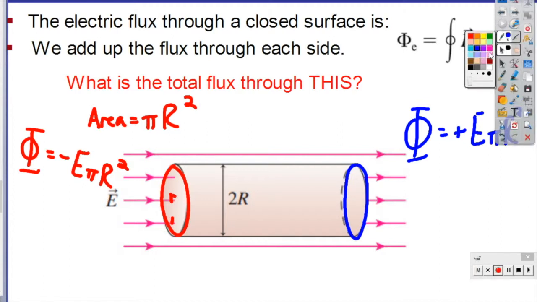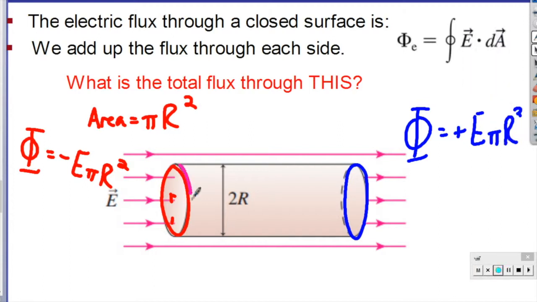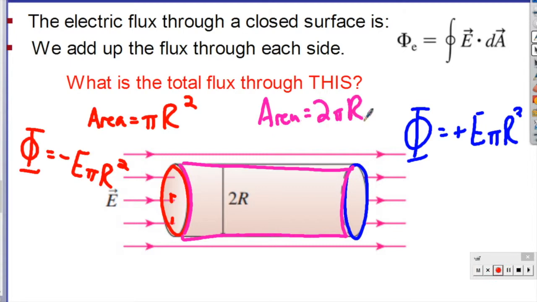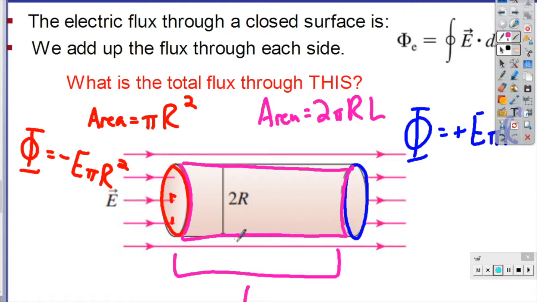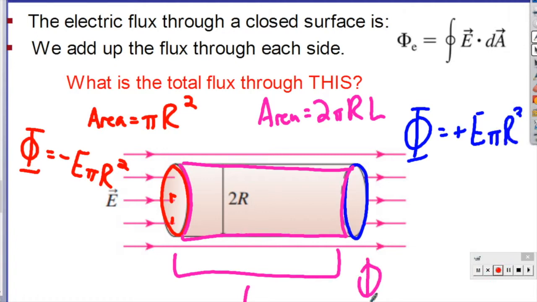Let's think about the wrapper of this cylinder, though. It has an area equal to 2 pi r, and I suppose I need to write how long the thing is. It has a length L, so 2 pi r L. But what we notice is that those electric field lines are everywhere perfectly parallel to the surface. So if they're perfectly parallel to the surface, the flux through that part is zero. So even though we have a curved surface, we can still use that same intuition and argue that it's perfectly parallel, and so the flux is zero.